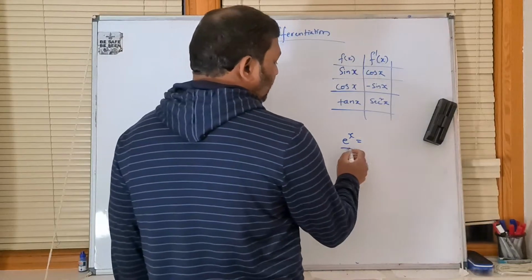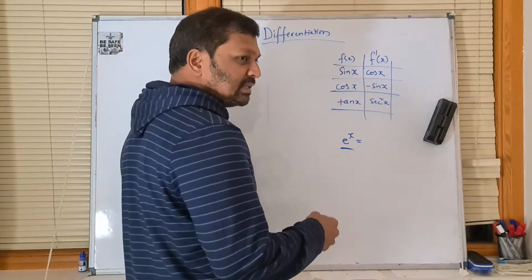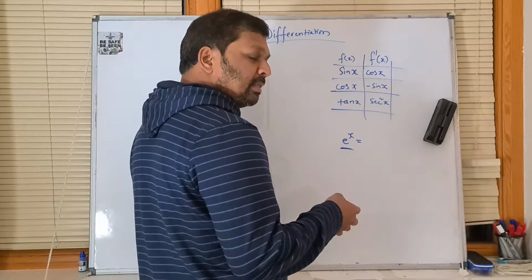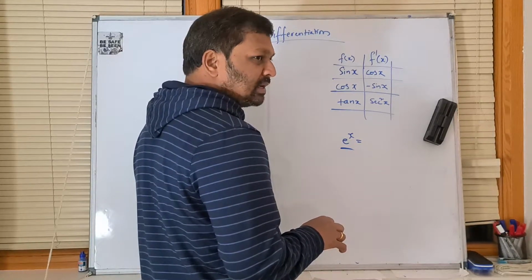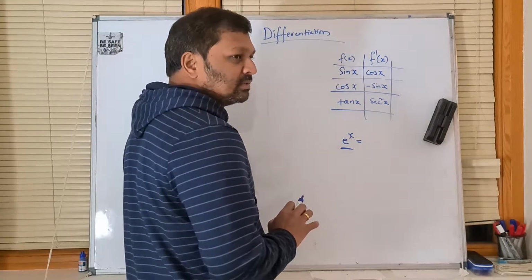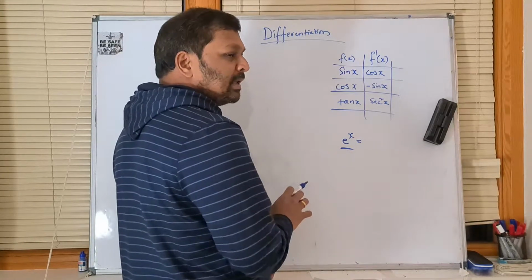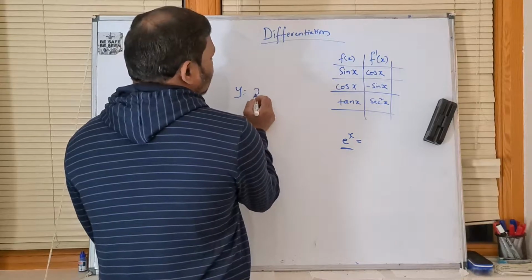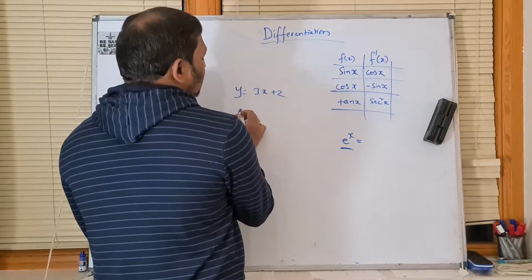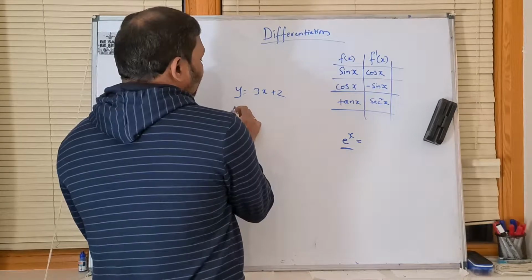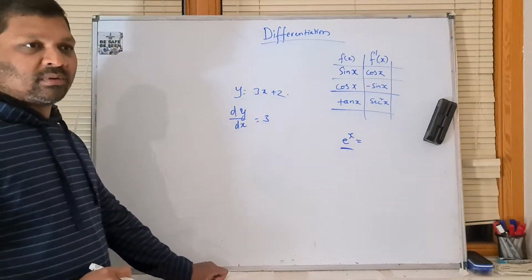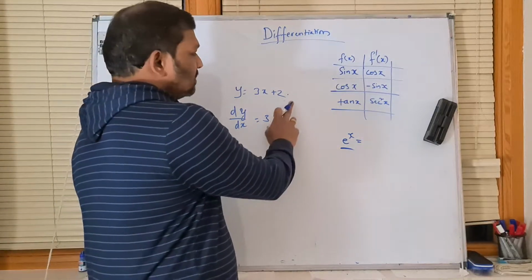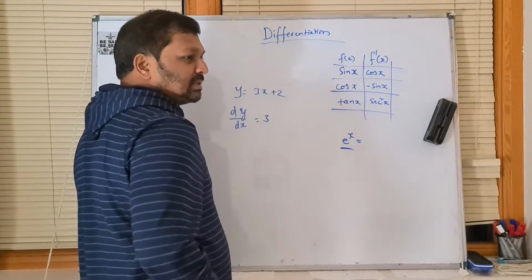This is a very unique function in mathematics. If you differentiate this function, the answer is also itself. No other function follows this rule. You take anything, for example, y is equal to 3x plus 2. If you differentiate it, we get dy by dx as 3. This is not the same as the original. The differentiation is 3, and the original function is 3x plus 2.